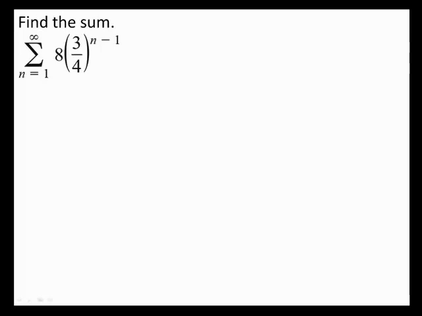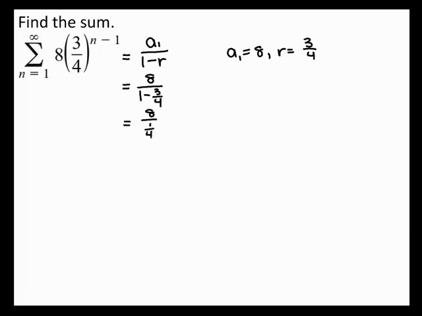Find the sum. The sum from n equals 1 to infinity of 8 times 3 fourths to the n minus 1. Use the formula for the infinite geometric sum. You find that a sub 1 is equal to 8 and r is equal to 3 fourths. Substitute 8 in for a sub 1 and 3 fourths in for r. Simplify 1 minus 3 fourths. Simplify 8 divided by 1 fourth. You find that the sum is 32.